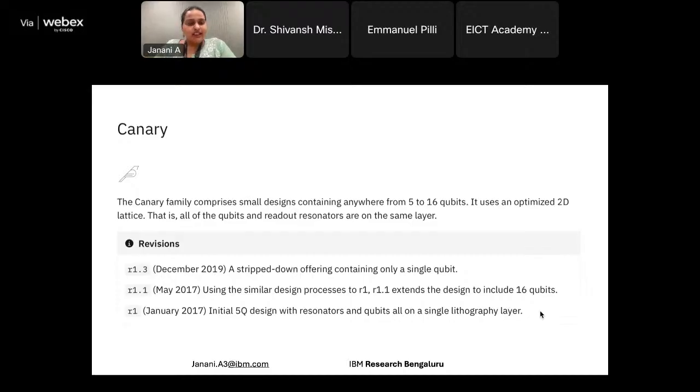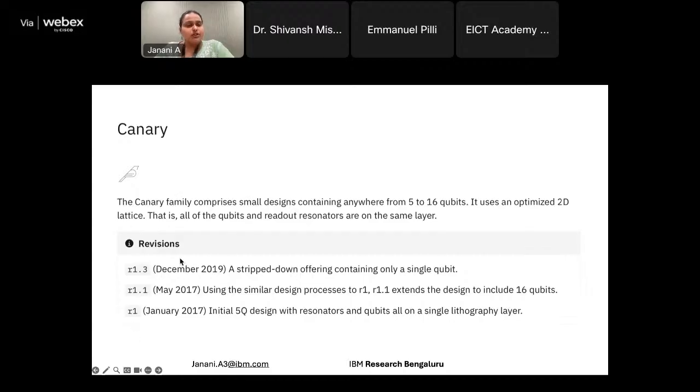So Canary is the very first one which we looked at in the beginning. The Canary family comprises small designs containing anywhere between 5 to 16 qubits. It uses an optimized 2D lattice, that is, all the qubits and readout resonators are on the same layer. Now this R basically stands for revisions, and it corresponds to some kind of significant change in the technology which has happened on that particular chip.